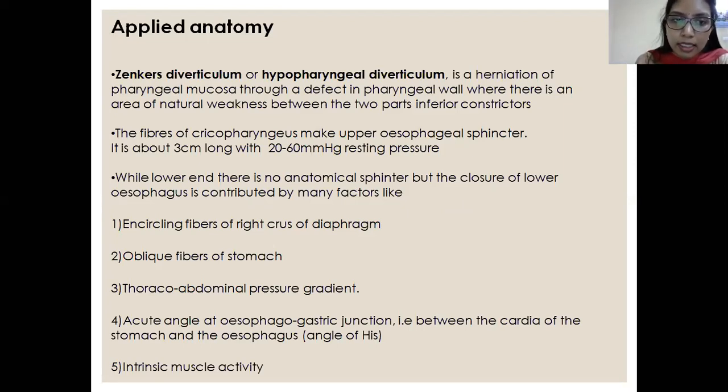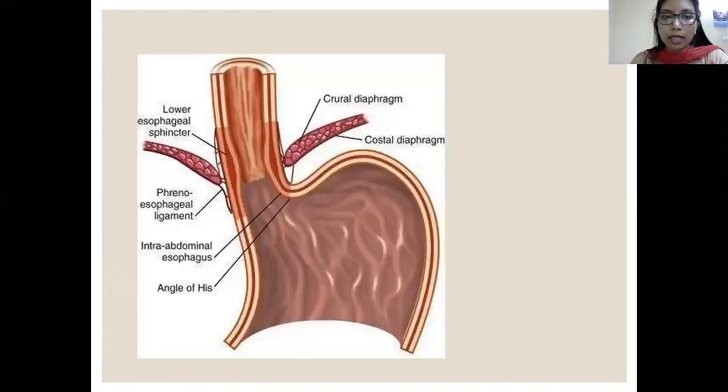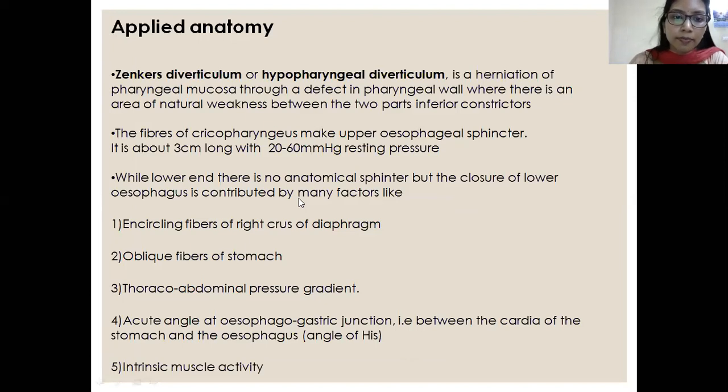What factors are these? These are the encircling fibers of the right crus of the diaphragm, the oblique fibers of the stomach, and the thoraco-abdominal pressure gradient. That means the difference in internal pressure between the thorax and abdomen. There is a gradient, so due to that gradient, food is more or less passed from the thorax down below into the abdomen.